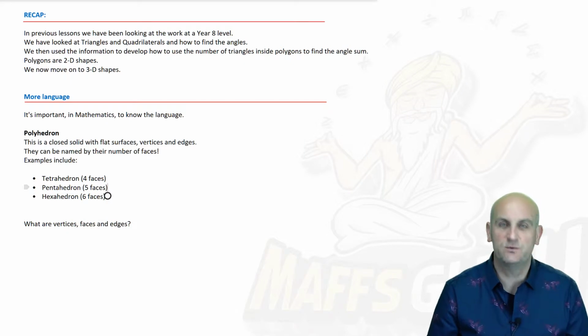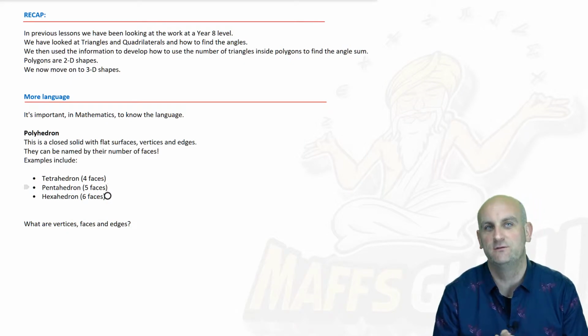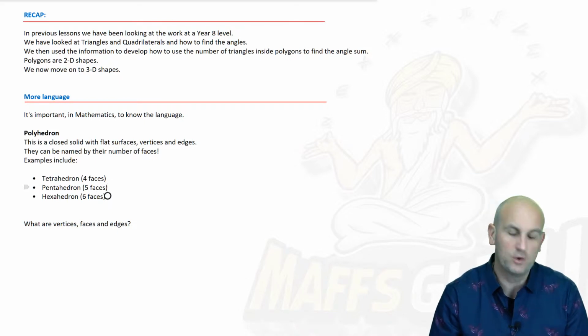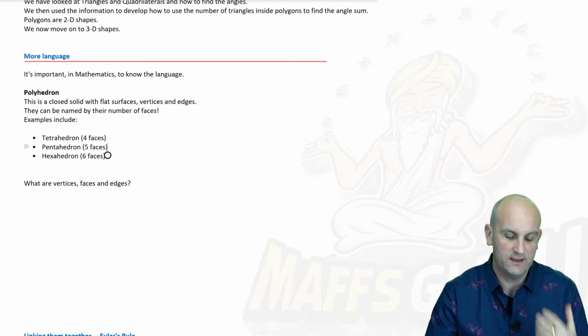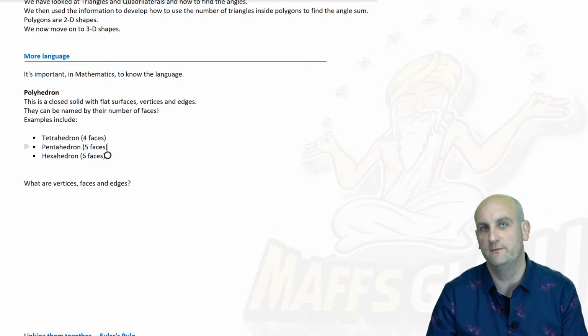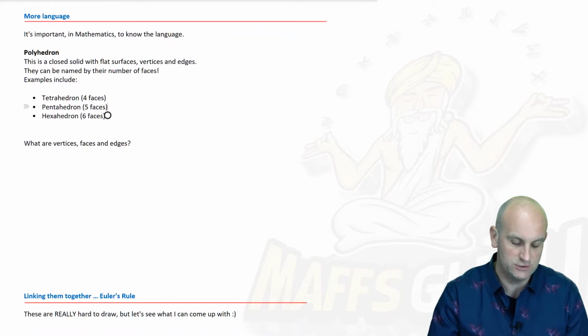So in previous lessons, we've been looking at stuff at a Year 8 level, and we're soon going to move on in this measurement and geometry field to different and more complex work. We dealt with triangles and quadrilaterals and how to find angles. We've used that information to work out how many triangles are inside polygons to find angle sums. Now, polygons are 2-dimensional shapes, and it's important to know what 3-dimensional shapes are called.